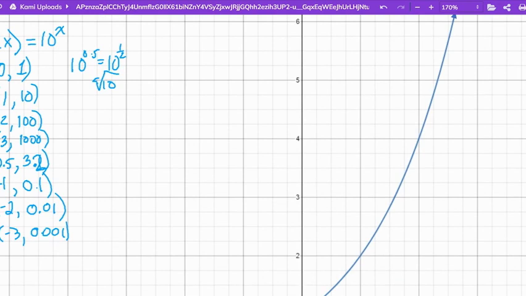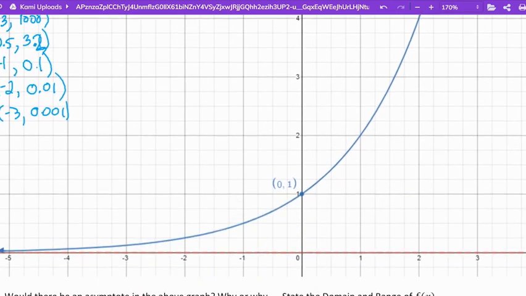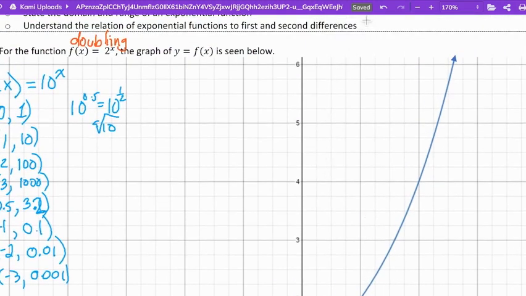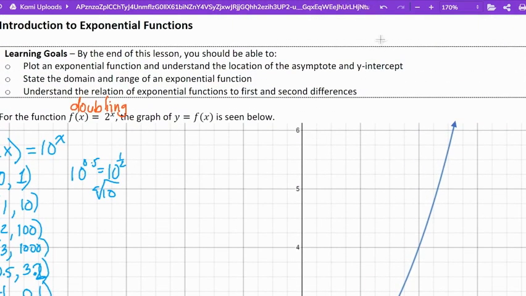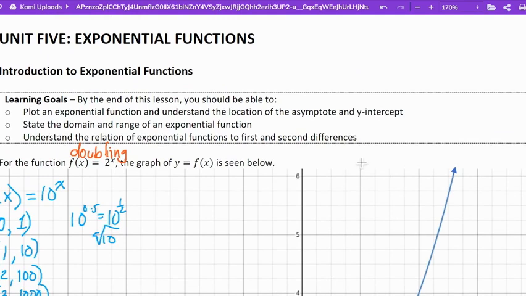Let's plot the function of 10 to the power of x. Okay, so 0, 1. Okay, that's easy. Oh, look, 0, 1. It's the same y-intercept. That's interesting. When x is 1, y is going to be 10. Oops, I can't even do that. That's going to be somewhere all the way up there. Maybe I'll just say 10.